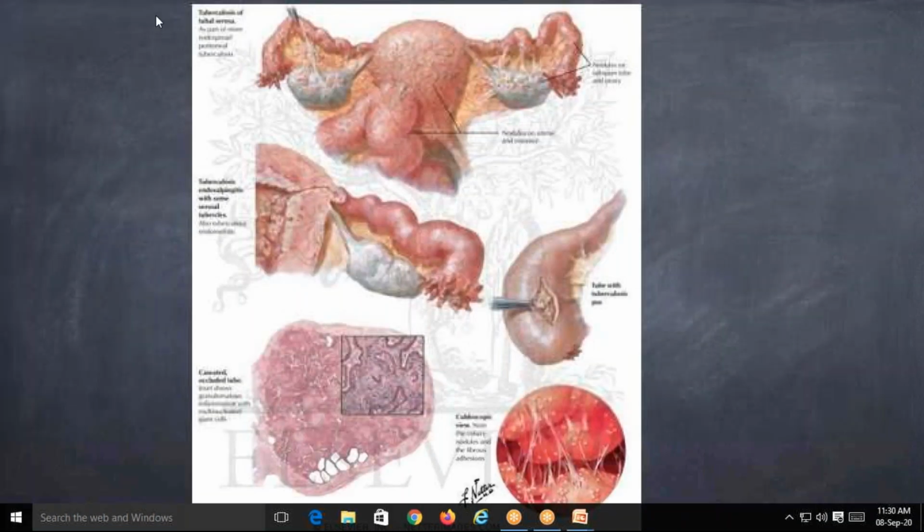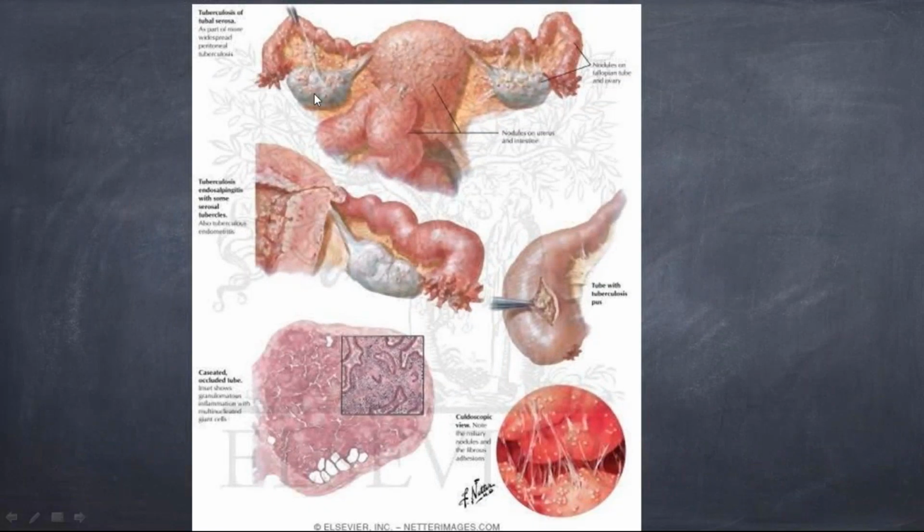So these are all the pictures you are seeing here. These are the small caseating tubercles over the serosa, over the ovary, over the tubes, etc. These are small tubercles, so this is serosal tuberculosis. There are tubercles on the serosa covering all.